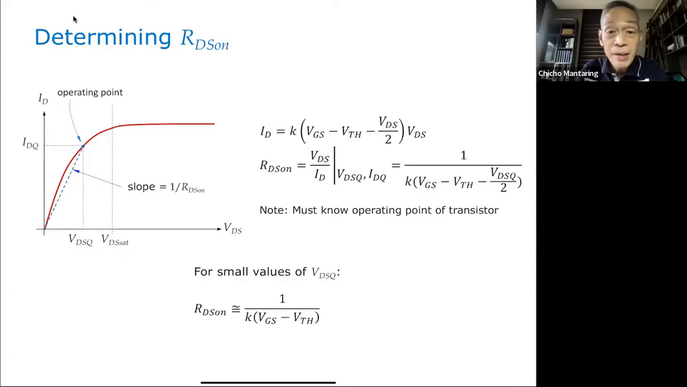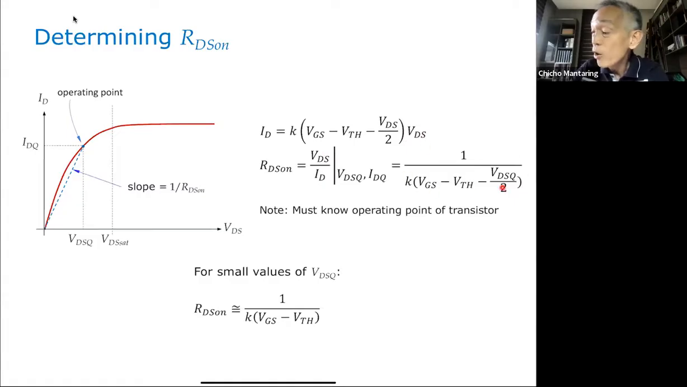I can derive an expression for RDS on. RDS on is just VDS over ID. So from here, I get an expression for VDS over ID, and this is what I'm going to get. The ID we put down here, and this we put on the other side. This is what I'm going to get.